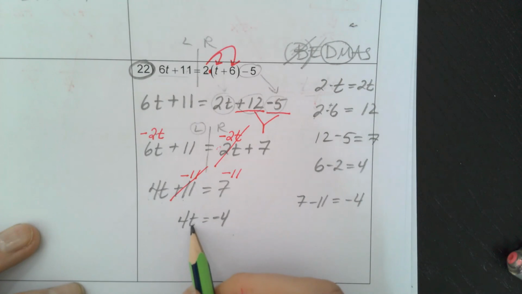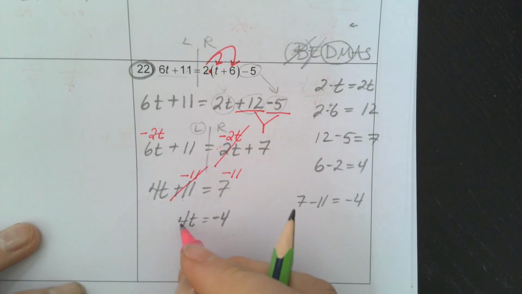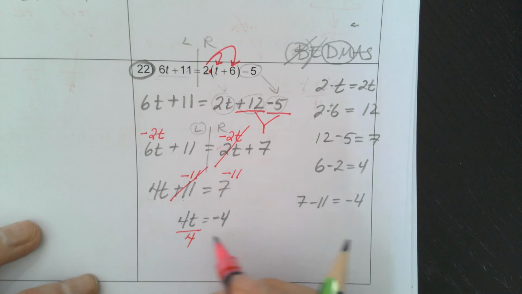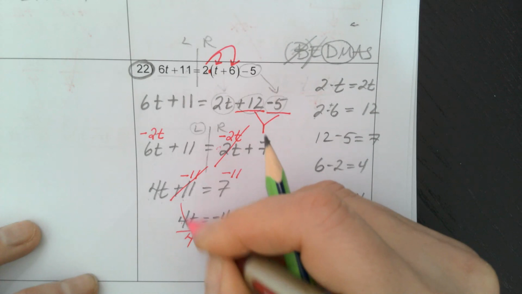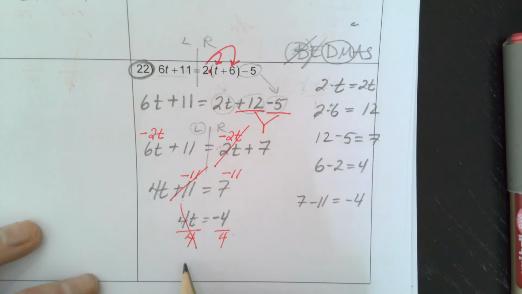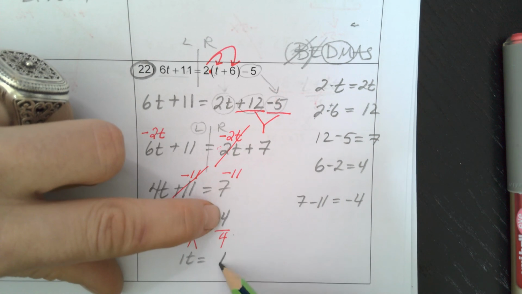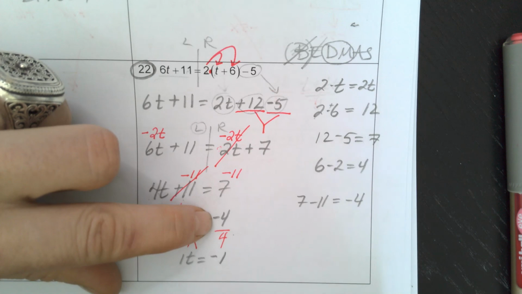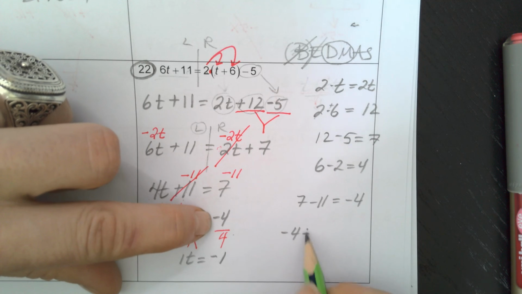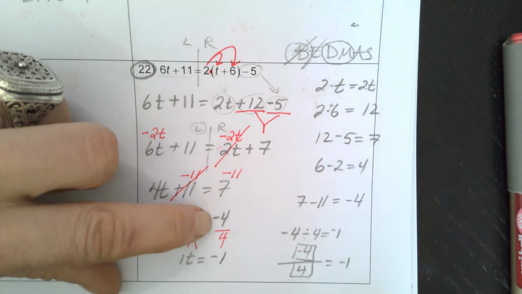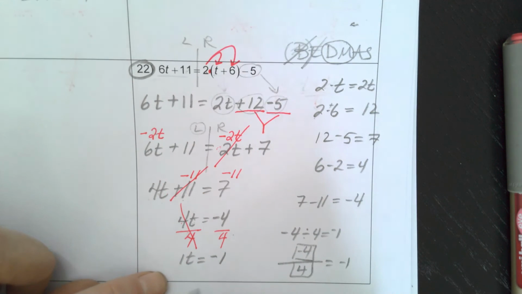T wants to be alone, so I have to get rid of this. So the last step is always same over same to make that 1. So that's 1. So it's 1t. And this, well, if it didn't have that, that would be 1. But it makes a negative 1. Or you can just do it on your calculator with the fraction button. Okay, so t equals negative 1.